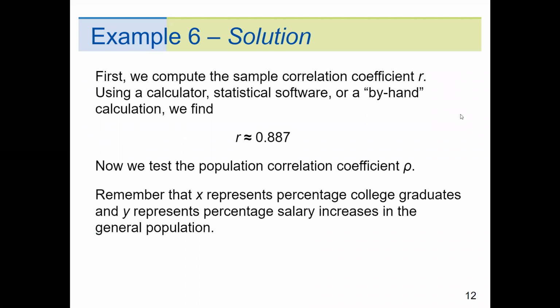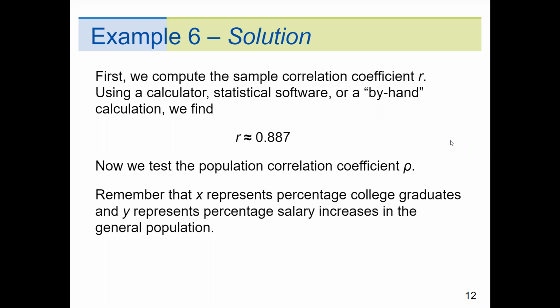First, we compute the sample correlation coefficient R using a calculator, statistical software, or if you prefer, by hand. Please be aware that you do not have to do anything by hand if you have figured out how to use the calculator or any other statistical software. If doing it by hand or with the calculator is easiest for you, then by all means, please do so. R is roughly 0.887. We now test the population correlation coefficient rho.